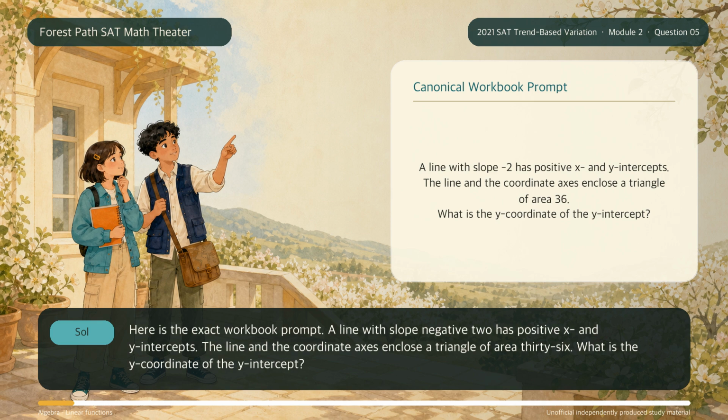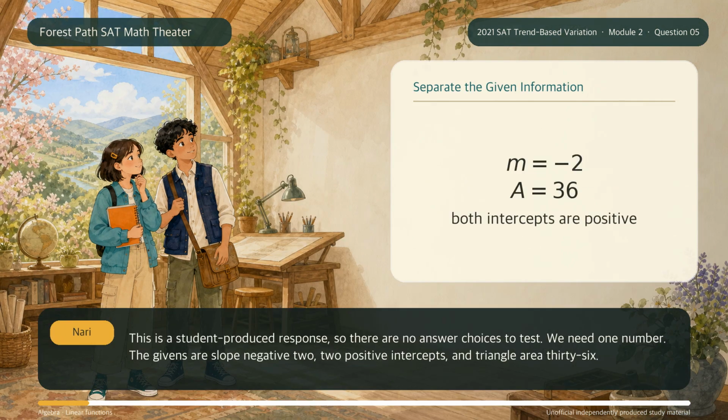Here is the exact workbook prompt. A line with slope -2 has positive x and y-intercepts. The line and the coordinate axes enclose a triangle of area 36. What is the y-coordinate of the y-intercept? This is a student-produced response, so there are no answer choices to test.